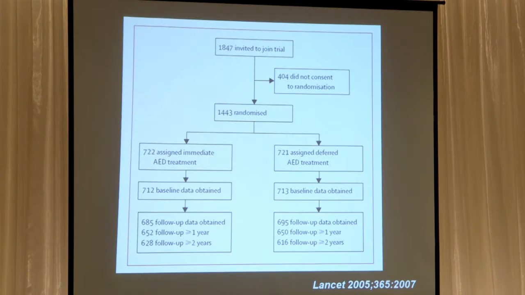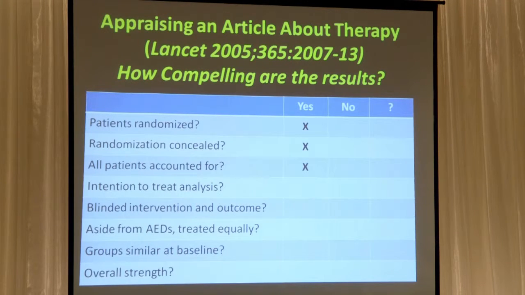All the patients accounted for. Here's the data, and this is a newer study, so they did use the CONSORT document. So what do you think? I gave them a yes. They lost maybe about 12%? I didn't actually count the numbers. Intention to treat?